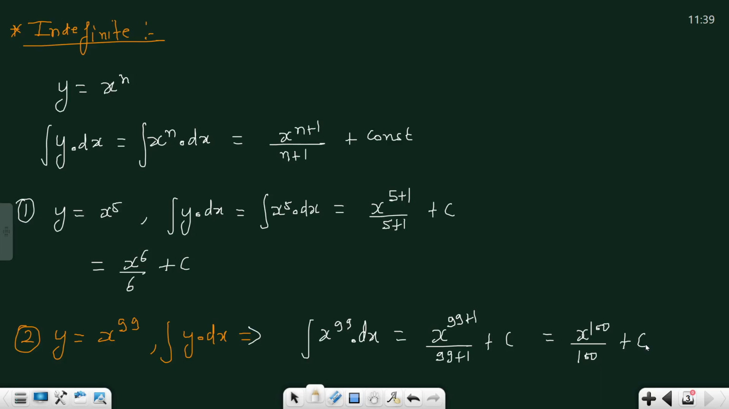And now we will see why we are adding c. Why we are adding c. Okay. Just note it down. After this slide, we will write the next question. Note this down.